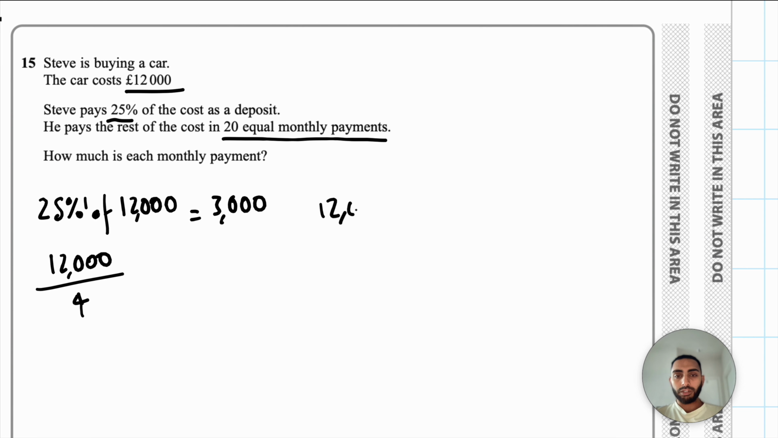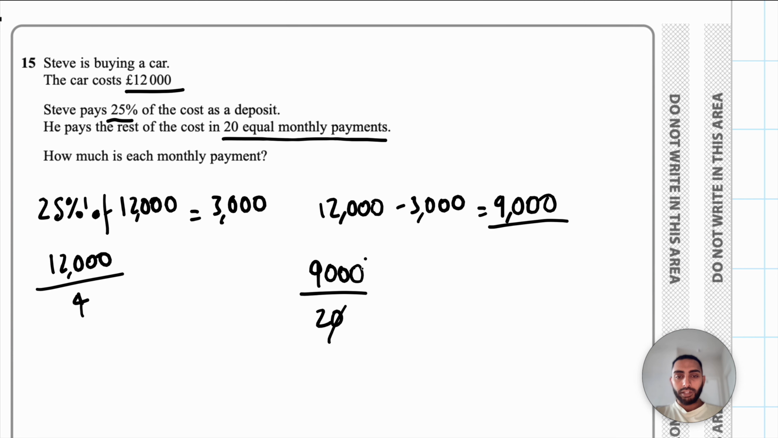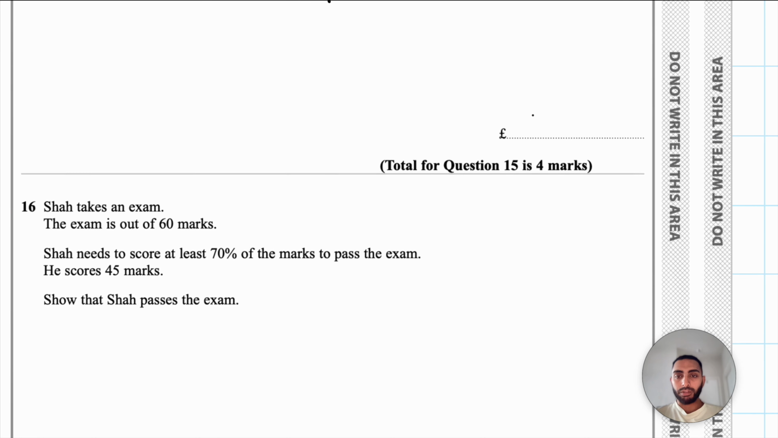So I'm going to do 12,000, take away the 3,000 that he's paid so far. 12 take away 3 is 9, so it's 9,000 that he has to pay remaining. He's going to split that into 20 equal monthly payments, so I need to divide this number that he has left to pay by 20. 9,000 divided by 20, cancel off the zeros, I've got 900 divided by 2. You could do 90 divided by 2, which is 45, and I need one more zero. So each month he's going to be paying £450. If I times this by 20, and then I added on the 3,000, I should get 12,000.